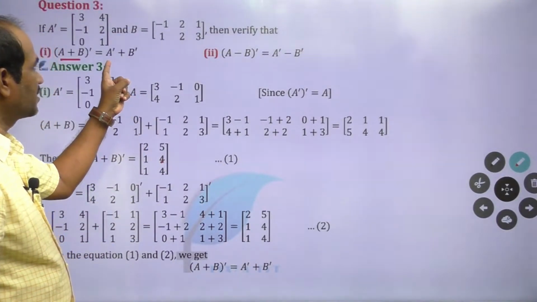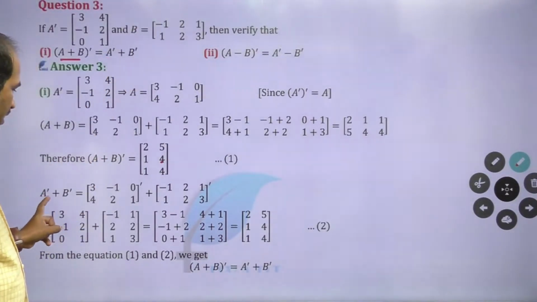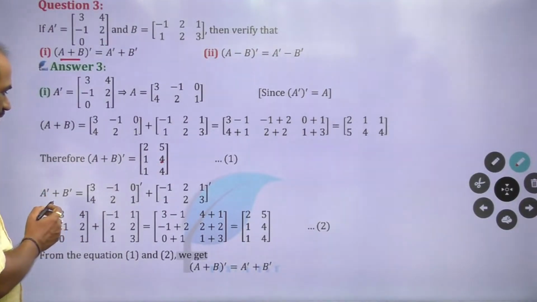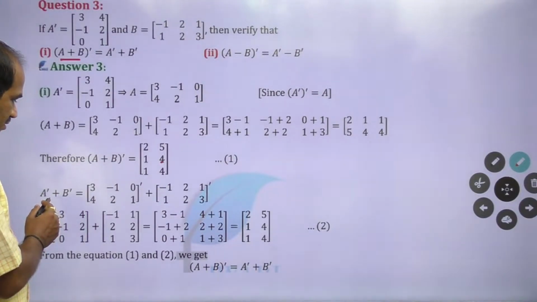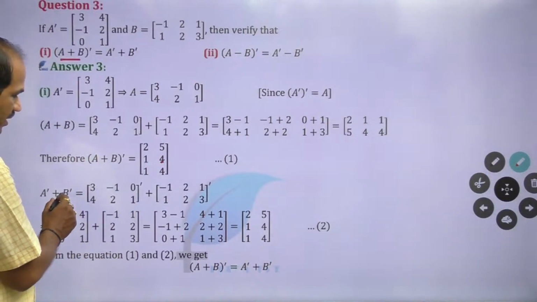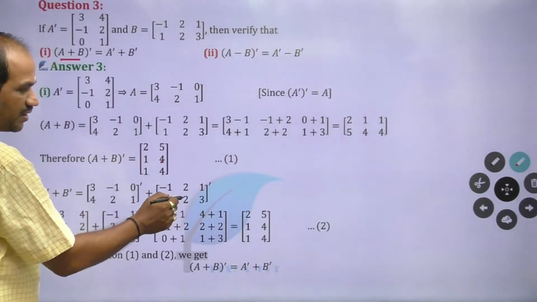Right. Next, take the RHS value, A dash plus B dash. A dash is the transpose of A. So A dash is this matrix whole transpose, plus B dash. The B matrix is this matrix whole dash. See here, A dash plus B dash.